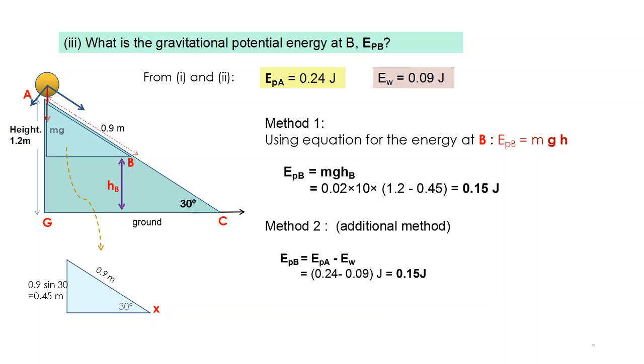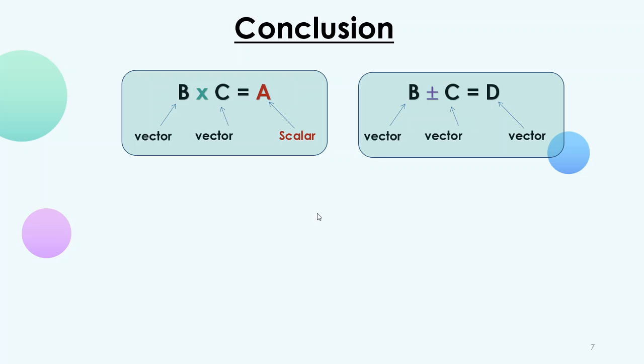Now we come to the end of the lesson. Shall we have a conclusion? For multiplication, B multiplied by C, if they are vectors, you will get a scalar. For addition, if all are vectors, the result must be a vector.